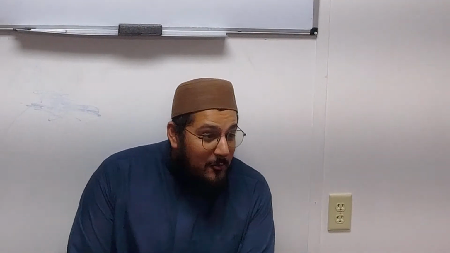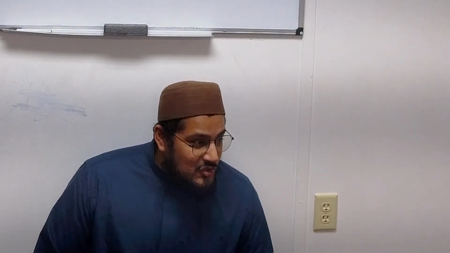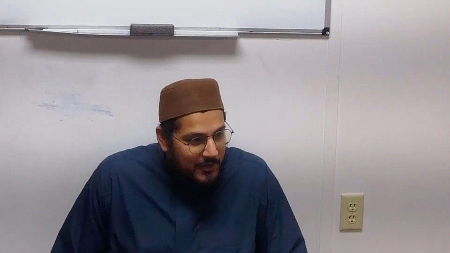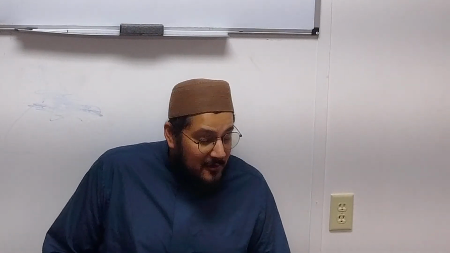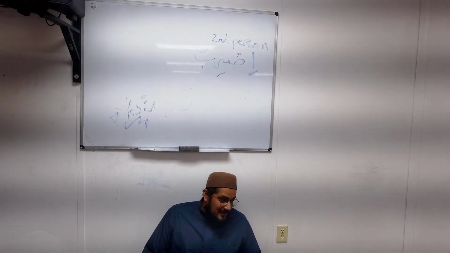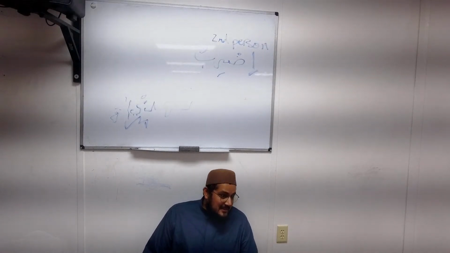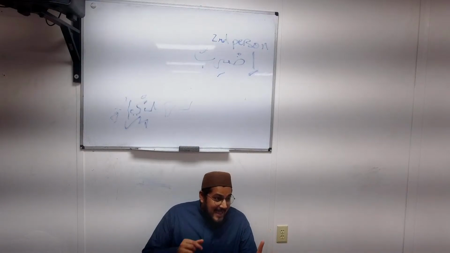Perfect. Now, when we have a jumla fi'liya, our verb only has to match the doer in its gender, not in its number, because it comes first. Okay, that makes sense. Verb has to match the doer. What's the doer here? The two men. It's male. So your verb is only going to be masculine. Your verb doesn't have to be dual or plural. In fact, it has to be masculine and singular. Oh, okay.